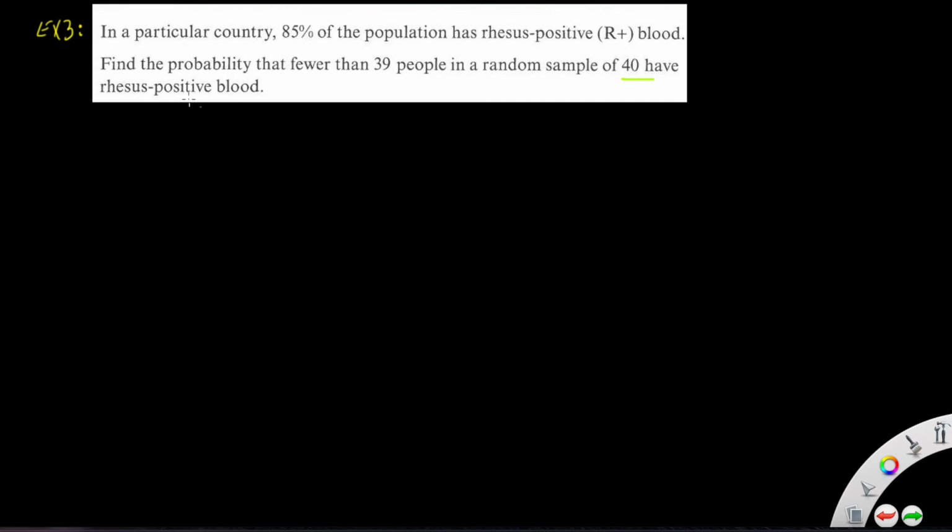Example number 3, it says in a particular country 85% of the population has rhesus positive blood. Find the probability that fewer than 39 people in a random sample of 40 have rhesus positive blood. So as you see here, n is 40, the total number of trials. The probability of success is 0.85 because 85% are rhesus positive, and the probability of failure, if you subtract p from 1, will be 0.15.